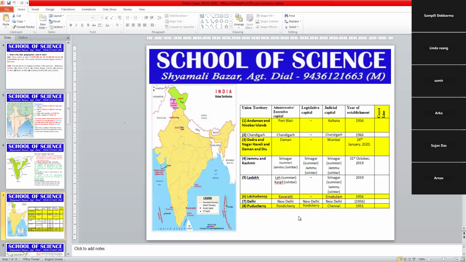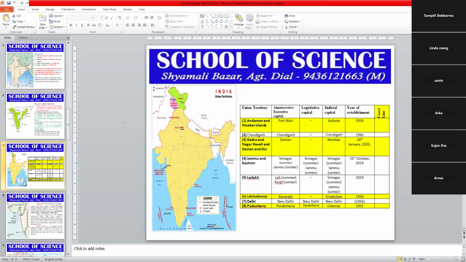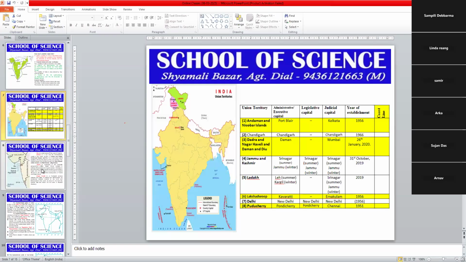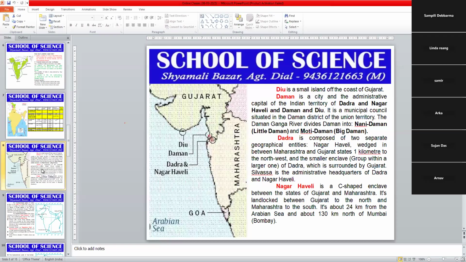Okay. After studying the Union Territories, we will also discuss something that is very, very important. You have to remember this. See, Daman and Diu, we have studied Daman and Diu. Diu is a small island off the coast of Gujarat. You just see, this has been given. Do not get confused.